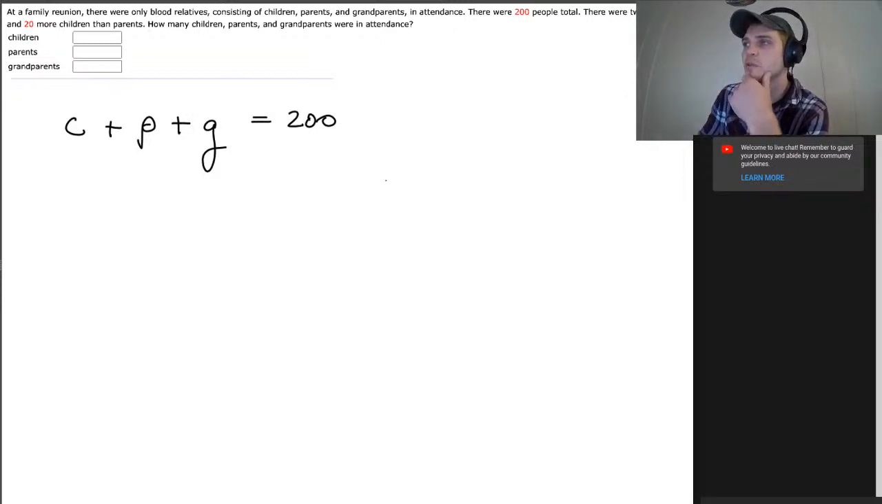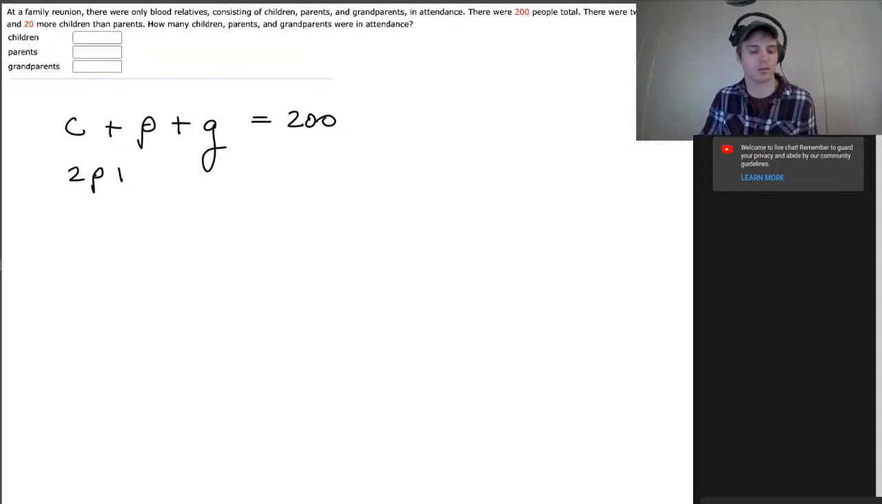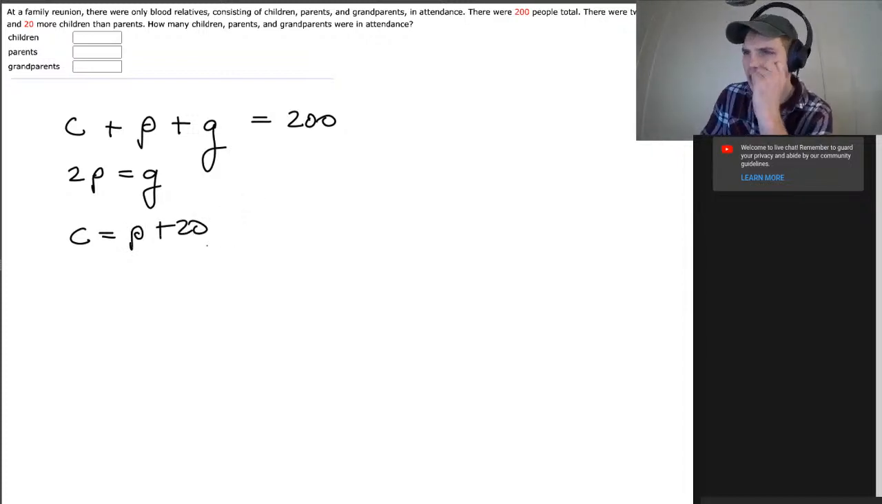But let's see. So there are twice as many parents as grandparents. So if you did 2 times parents, this should be equal to the grandparents. And then 20 more children than parents. So if you did children, it should be equal to parents plus 20. So this should give us enough. And this one you can put into a matrix. Like if we solve for all of our variables on one side, we can make a matrix and try to do an elimination or something like that.